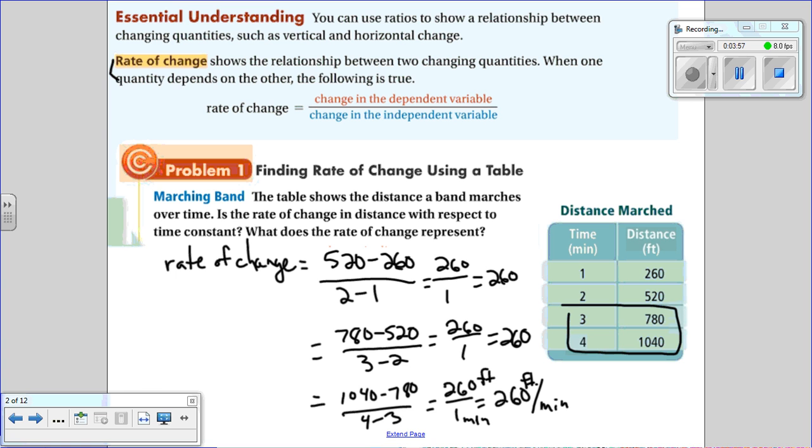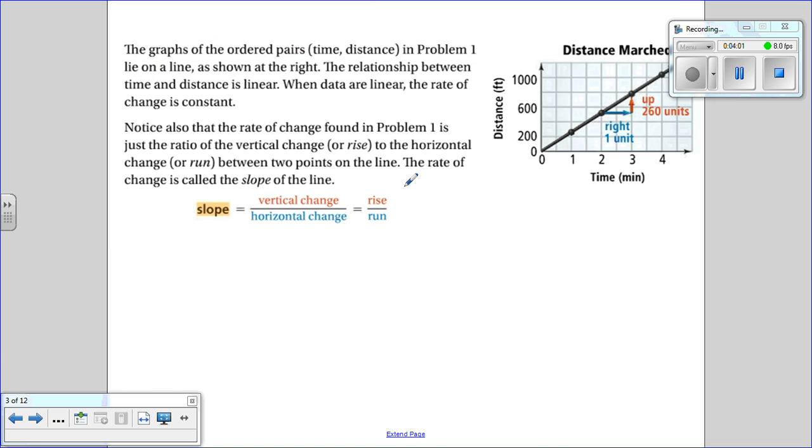Okay. The other way that we look at this rate of change is also called slope. Okay, and slope, oftentimes it's referred to as rise over run, which means the change in vertical units, so how far it goes up or down, over how far it changed left or right. So make sure you get this formula down.